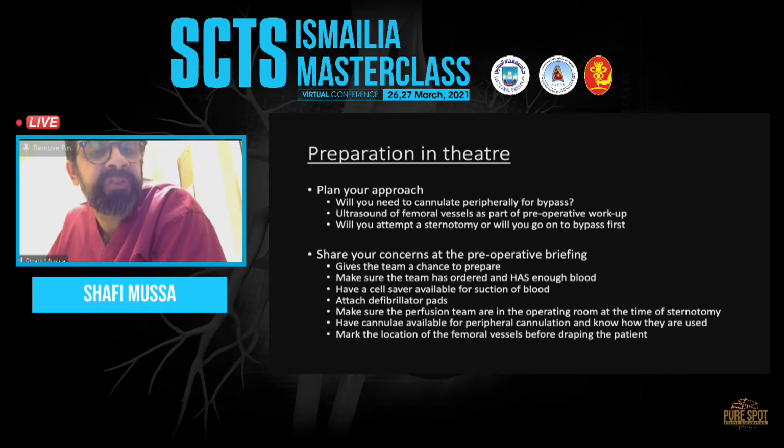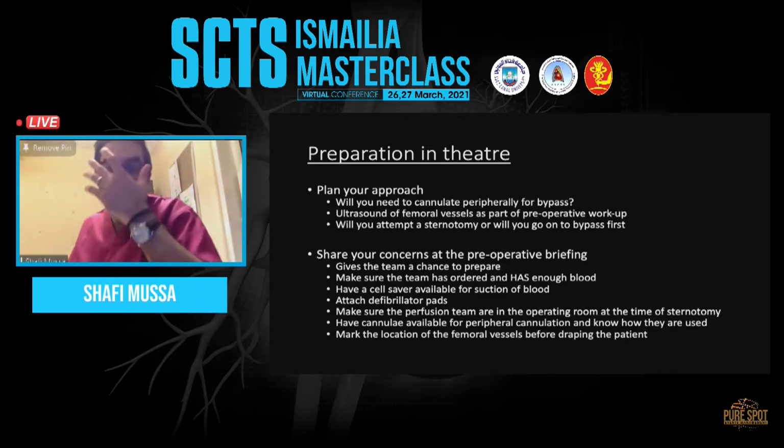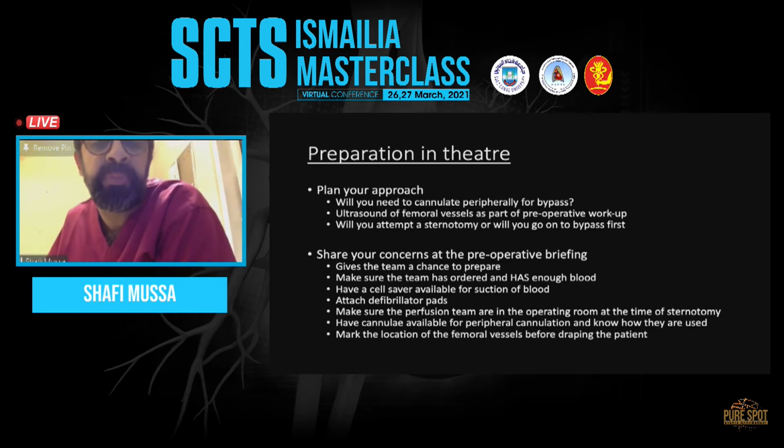It gives them a chance to make sure the team has ordered and actually has enough blood, because if you do enter the heart on re-entry, you will need to give blood usually fairly rapidly. And if the blood is in a blood fridge 20 minutes away at the other end of the hospital, that will not suffice. The blood needs to be there in the operating room when the patient is having surgery. If you have the technology, then having a cell saver available for suction of blood is important to try and salvage as much of the patient's own blood as possible.